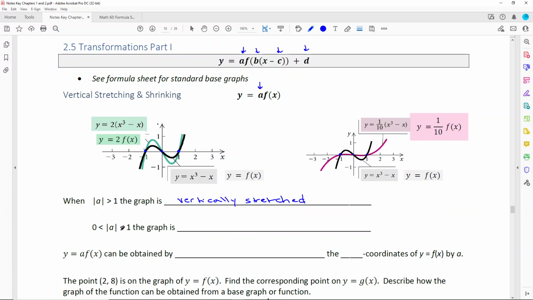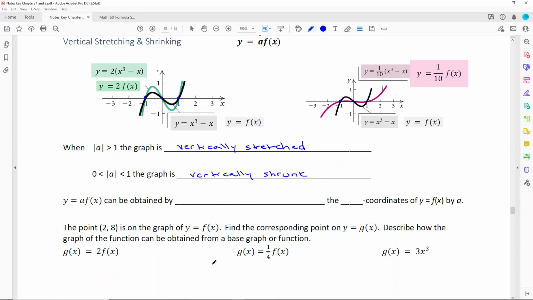When the value of A is between 0 and 1, the graph is vertically shrunk or compressed. So if you want to obtain a point on your graph y equals a f of x, you multiply the y coordinate of the original graph by a.